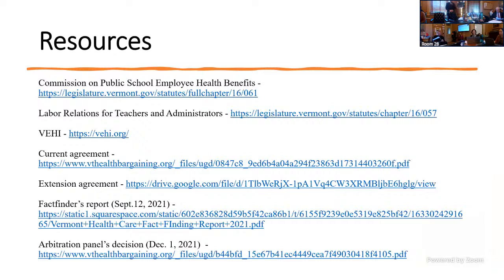I did include in the resources at the end the statute, the Labor Relations for Teachers and Administrators Act, the link to VHI, the current agreement that's in effect, as well as the extension agreement, and then the fact finder's report and the arbitration panel's decision, which led to the current contract that's in effect right now.